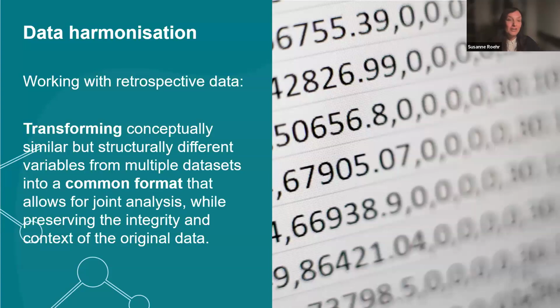And then this is where the real work actually begins. One of the core aspects of COSMIC data is data harmonization from the many different formats and contexts. In case of COSMIC, Professor Sachdev mentioned it already, we are working with retrospective data. So it means you're taking variables that may be conceptually similar, but structurally quite different. Think of different tests to assess cognitive functioning, for example, and transform them in a meaningful way into a common format, which eventually allows for joint analysis, but also preserves the integrity and context of the original data.